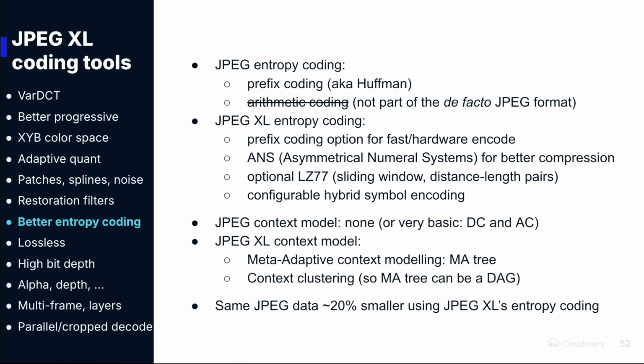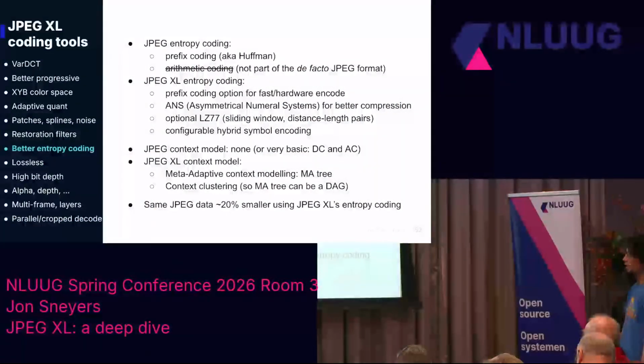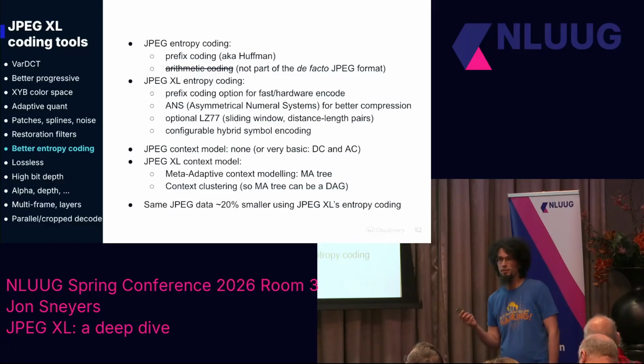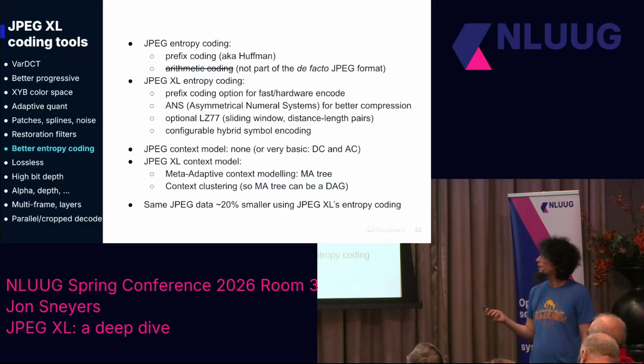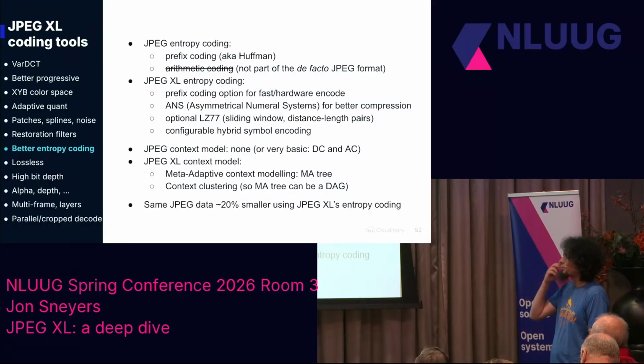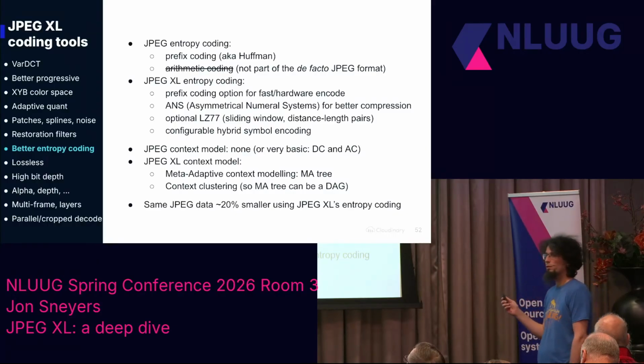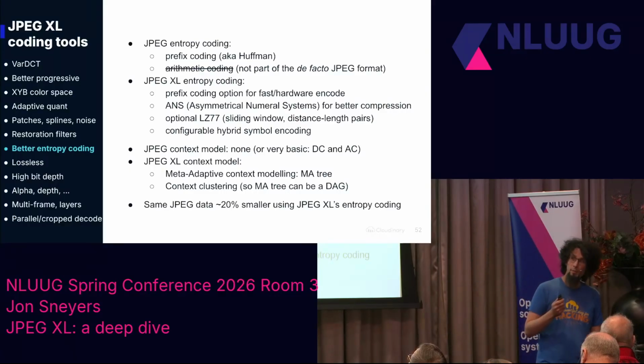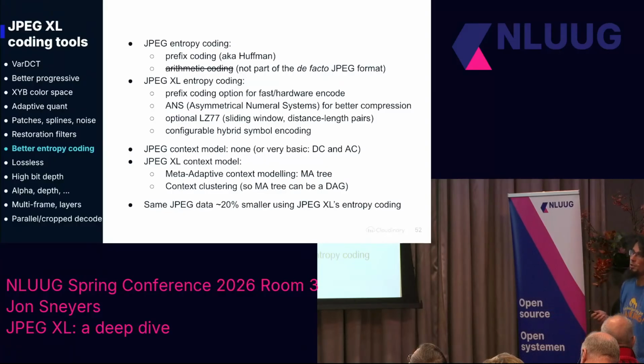Okay, then we come to entropy coding. This is what makes it possible to do JPEG recompression and save 20% of the bytes. In the old JPEG, the entropy coding is just Huffman coding, prefix coding. There was also an option to do arithmetic coding in the original standard, but nobody implemented it because it was patent encumbered at the time. It's now no longer patent encumbered, but it wasn't implemented, so we cannot really use it because decoders still don't typically support it.